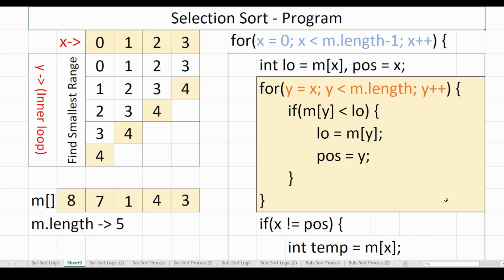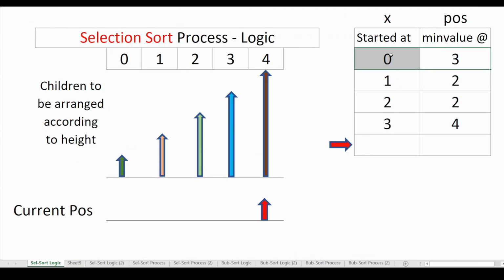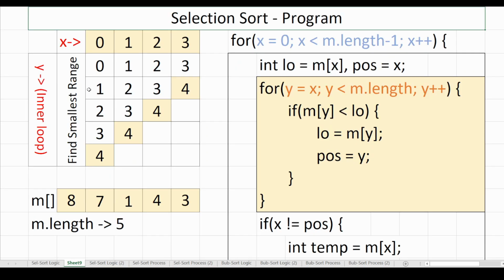Okay, let us start planning for our program now. When we were looking at the logic, we saw that the positions where we used to start from were 0, 1, 2, and 3, and these were the 4 possible values of x, which is going to be our outer loop.